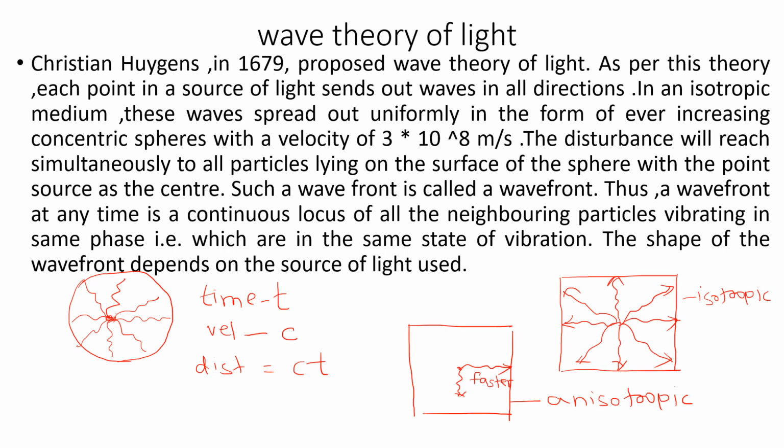So this is called as a wavefront. This sphere will be called as a wavefront. It is a locus of points where all secondary waves have reached after time interval t, and they are in the same phase of vibration.